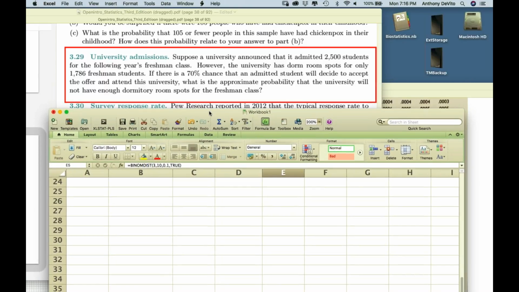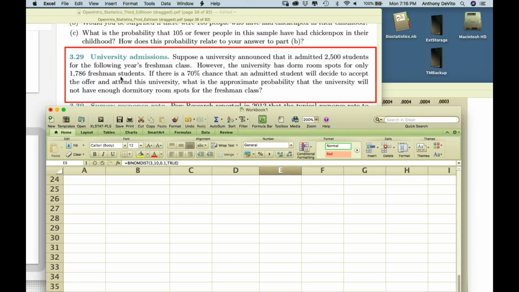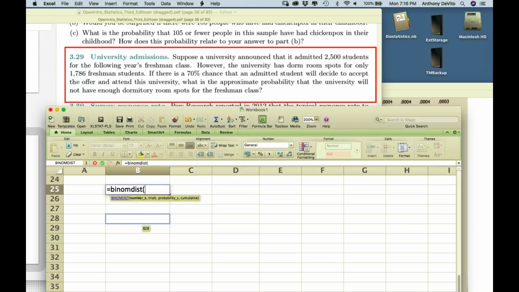So we want to know, what's the probability that we would get more than 1,786 freshmen saying yes and not no out of 2,500 students, given that chances are 70% that they're going to say yes? Okay, well, that sounds like a binomial distribution. Equals binom.dist, parentheses. And now we want to know the probability of more than 1,786 students.